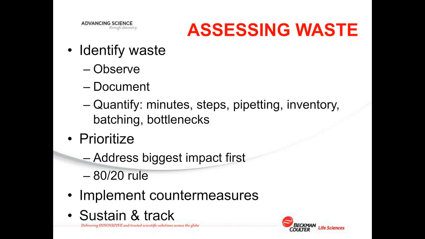Then once you've done it, you want to prioritize. You want to identify things you think will have the biggest impact and address them first. And this is typically called an 80-20 rule, and I'll show you in a minute how you figure that out. Then you want to implement your countermeasures and then sustain and track relative to whatever you'd identified earlier as something measurable that you'd be able to track against.